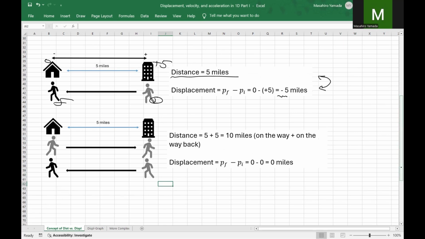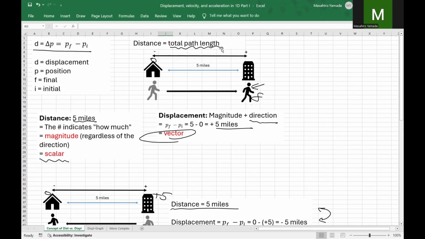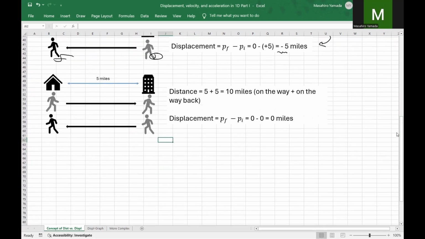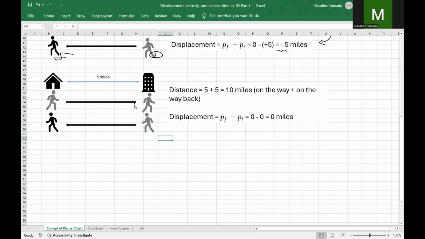In this case, he walked from home to his workplace, but he forgot something. So therefore, he returned to his home. When we calculate the distance, the definition of distance is the total path length. Therefore, on the way to his workplace, he walked for 5 miles, and on the way back, he walked another 5 miles. Therefore, 5 plus 5, 10 miles. However, when we actually calculate the displacement, his initial position was here, and he actually ended up here too. The final and initial position is identical. Therefore, it gives you the displacement of 0.